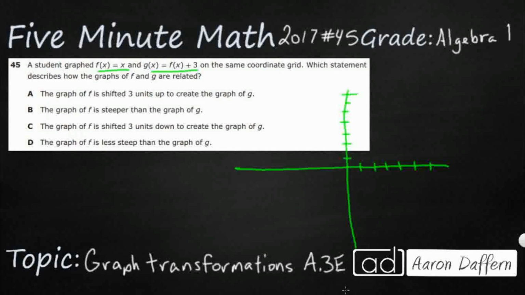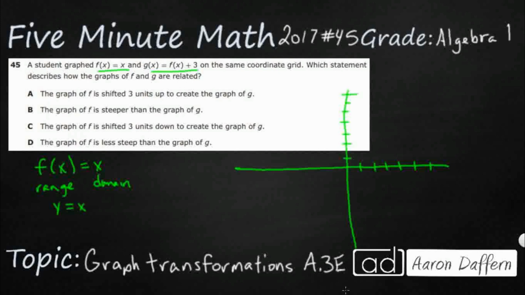So let's look at this first one, f of x equals x. What kind of graph is that going to be? Remember, our x is going to be our domain. So this is going to be our range. If you want, you can think of that as a y, if that helps you a little bit better.